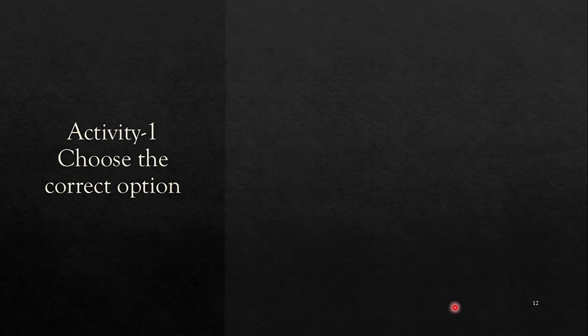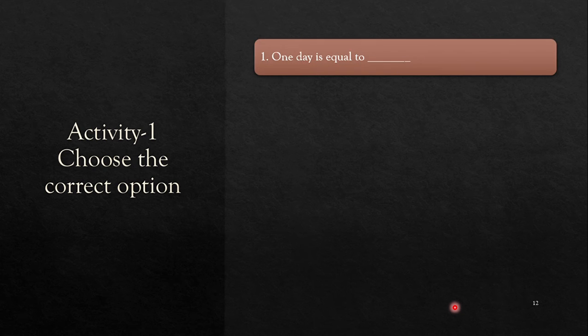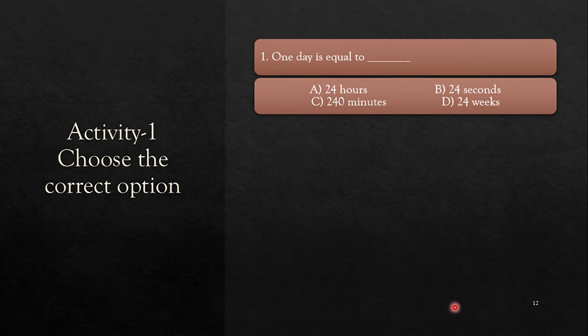10 decades is equal to 1 century. Now let's move on to our activities. Choose the correct option. So 1 day is equal to A 24 hours, B 24 seconds, C 240 minutes, D 24 weeks. I'll give you 5 seconds. 5, 4, 3, 2, 1, and your time's up.